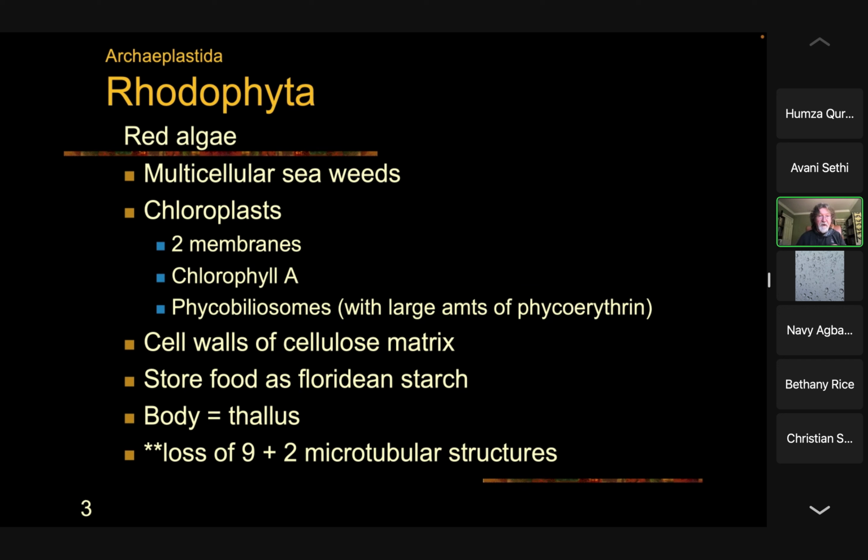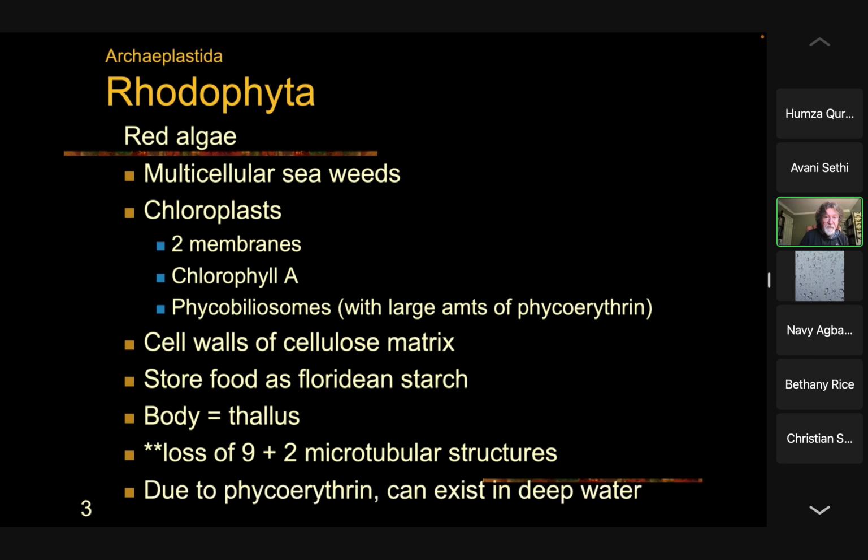So even in their reproductive cells, because a lot of times in these groups, for example, in the diatoms that we just looked at, the only time you find the flagellum is in the reproductive cells, okay, in the sperm. But even here, the reproductive cells of red algae don't have flagella. Okay, so that's what I'm putting here as an apomorphy.